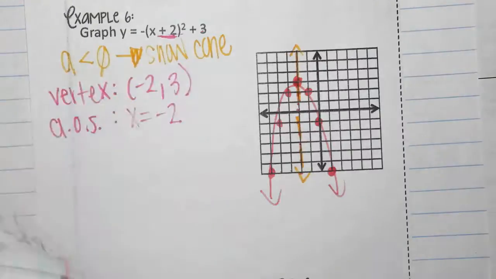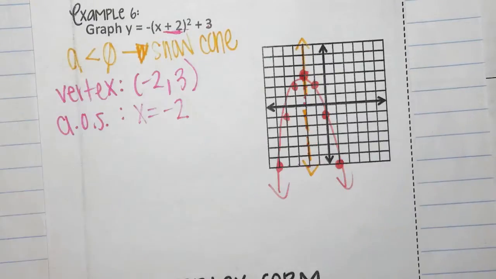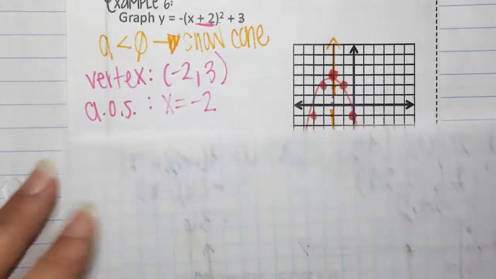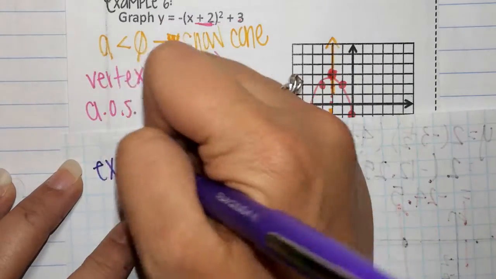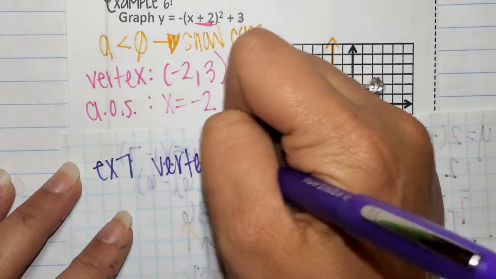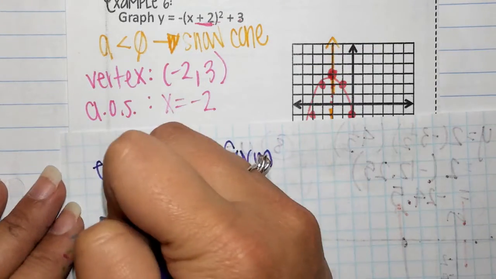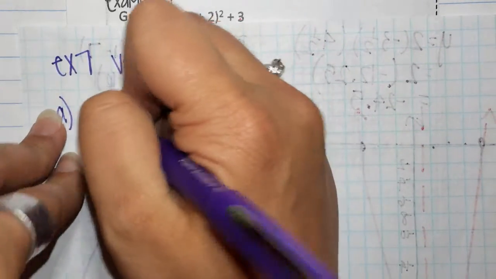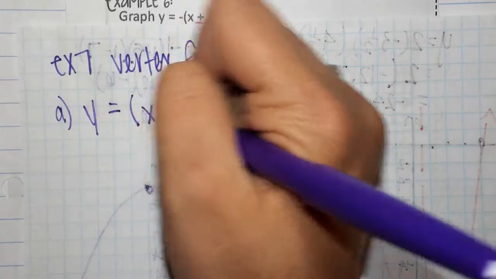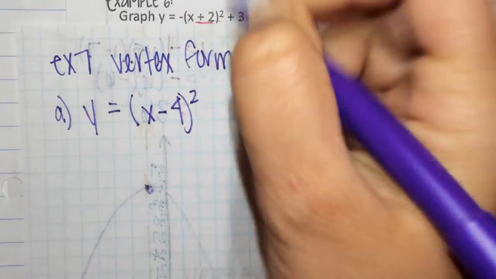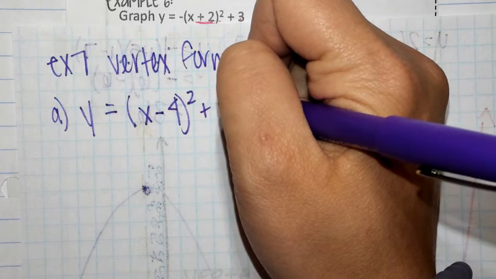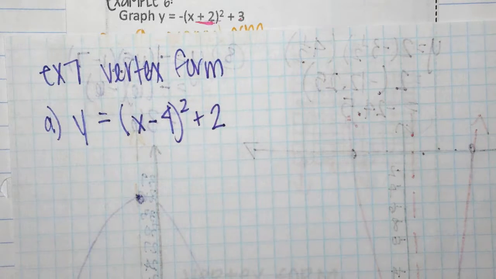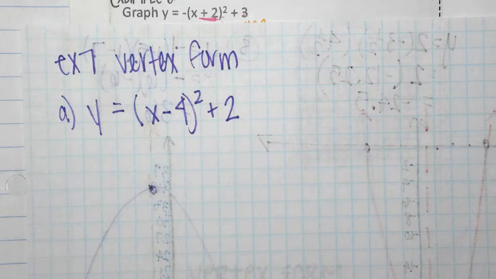Alright, so I'm going to write this on the back of my homework that I did from last night. I'm going to call this example 7. Vertex form. Alright, I want you to graph y equals (x minus 4) quantity squared plus 2. Graph that right now without me. Okay, go.